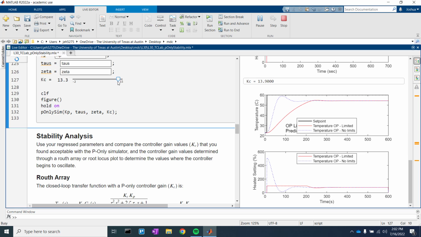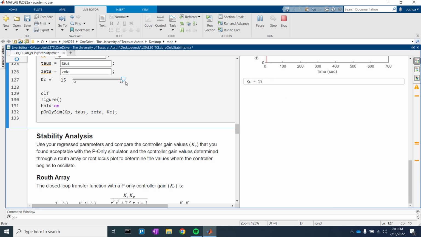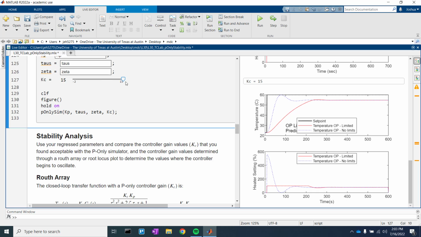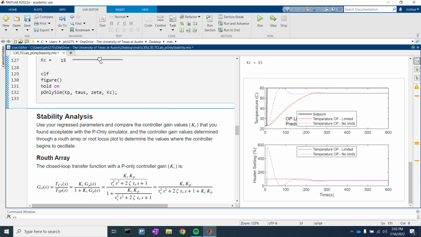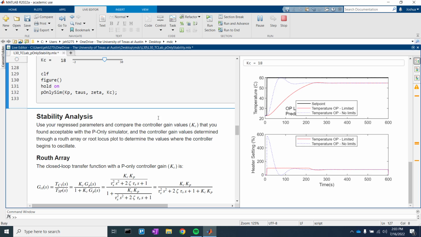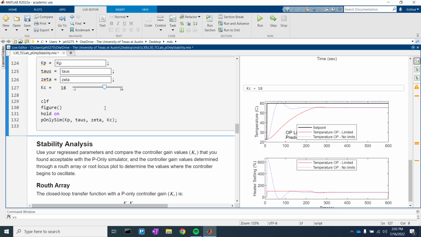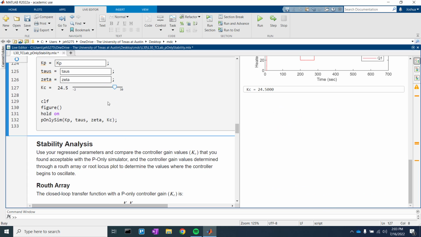Notice there's some oscillation that happens occasionally. Let's go up to 15. We're still doing decently, so let's configure this control and go up to 30. You can step by 0.1, default value, I like all that. So let's set it back. Let's go up to 18 now, and just see how things perform at different levels.